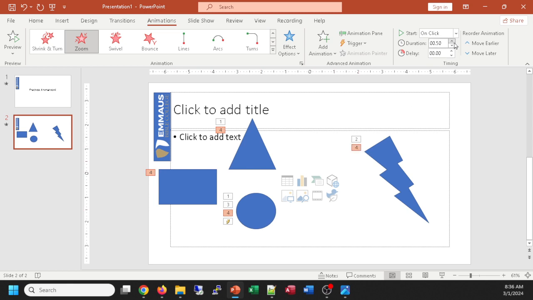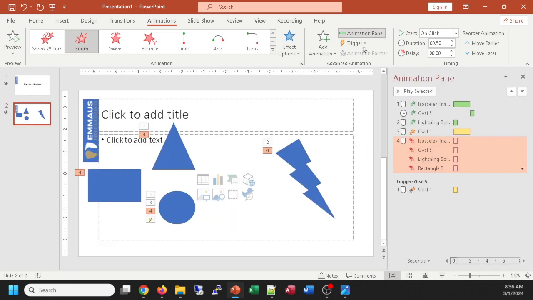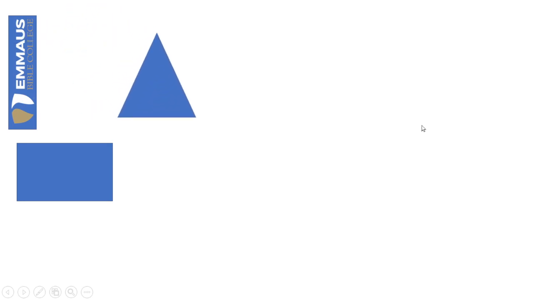I can decide how long that disappear is. I can see on the animation pane that they're all set to disappear with that red exit animation at the same time. So let's see how that plays now. Wait for that first click, triangle then circle, click once. Here they come.